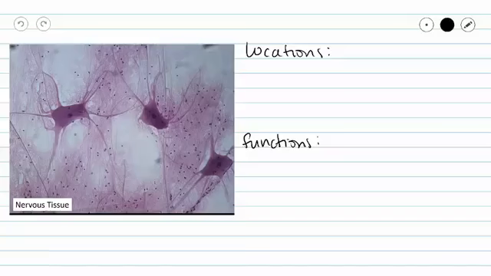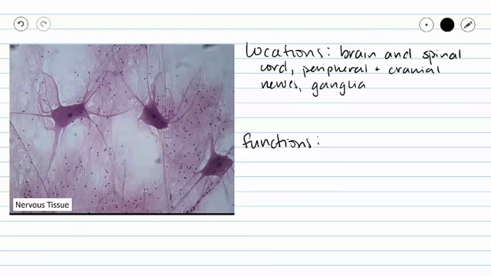So now that we can tell what we're looking at here, we can get some more specific information. For locations of nervous tissue, well, we have our brain and our spinal cord. Those, I hope, are obvious to you, but we have some nervous tissue in our periphery, so outside of our brain and spinal cord, in our peripheral and cranial nerves, as well as in ganglia. A ganglion is a cluster of neuron cell bodies in the peripheral nervous system that is outside of our brain and spinal cord. And please forgive me, I ran out of room and had to abbreviate spinal cord.